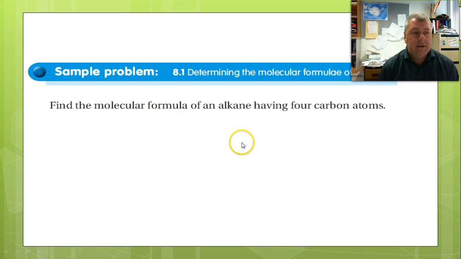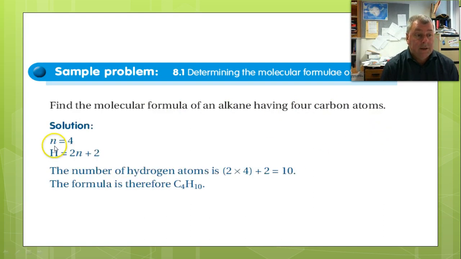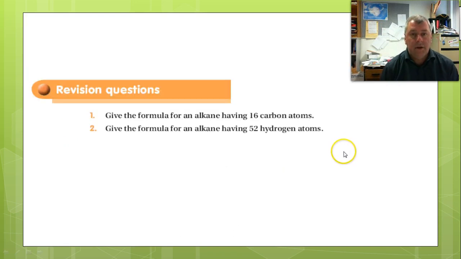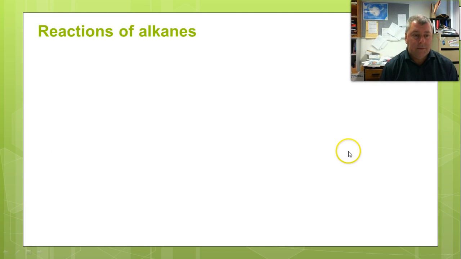Let's do a quick example. What's the molecular formula of an alkane having 4 carbon atoms? Well, if there are 4 carbon atoms, then n is 4, so the number of hydrogens will be 2 times n plus 2, so that equals 10, so the formula will be C4H10. We won't worry about naming it just yet. You're going to have these questions to do out of your textbook. They'll be on the OneNote, so you know when to do it, and there will be the answers for you.